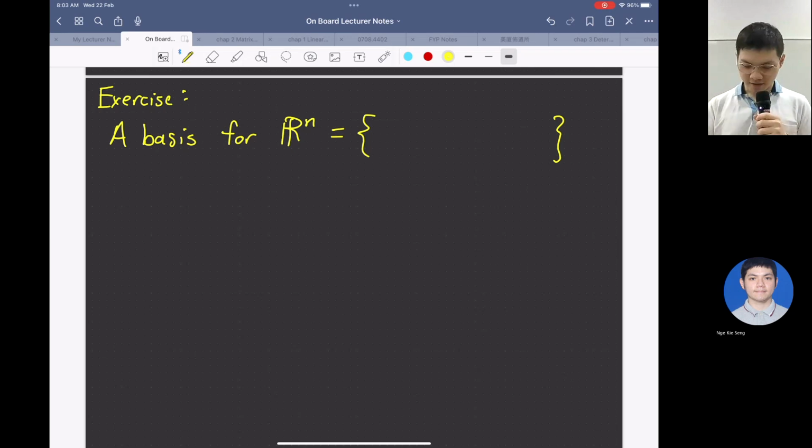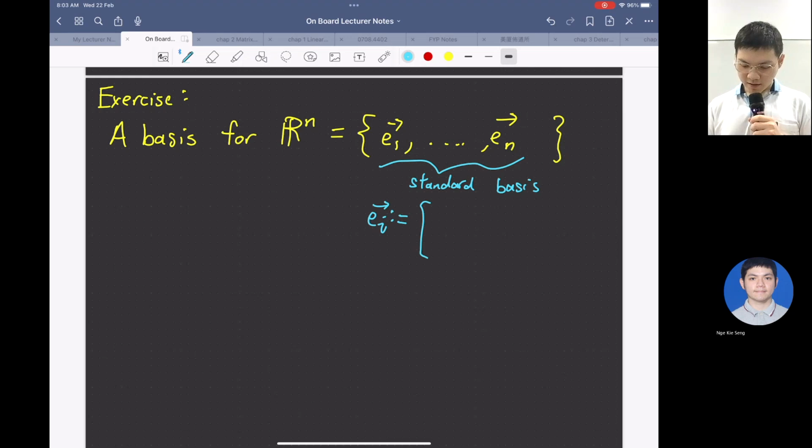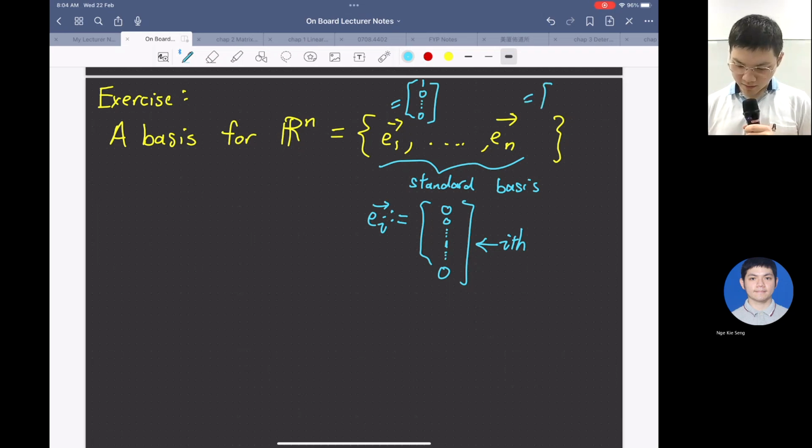E1 to En. Okay, so E1 to En. These are what we call the standard basis. Okay, and you have a one at the i-th spot. So E1 will be something like 1, 0, 0, all the way until the last entry, 1.